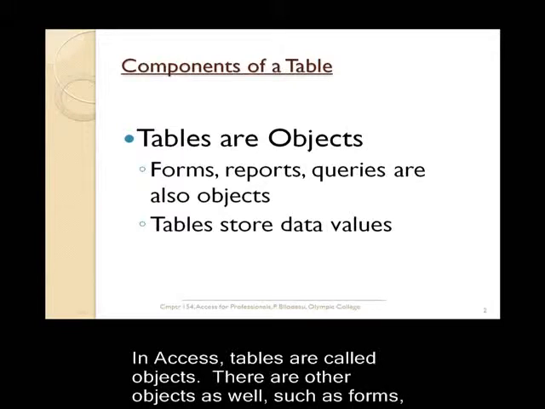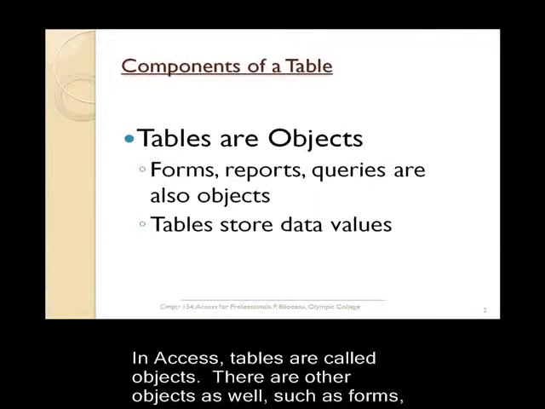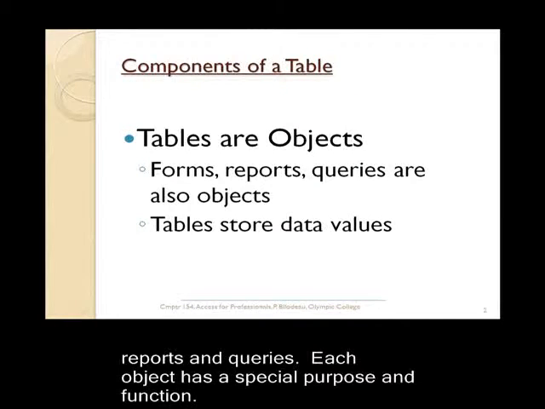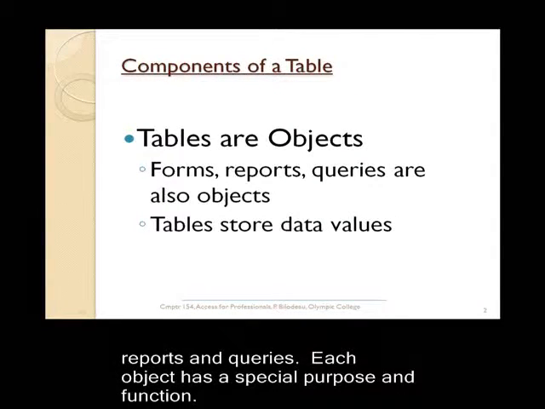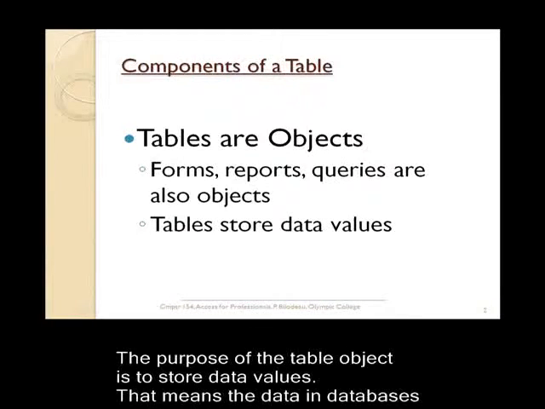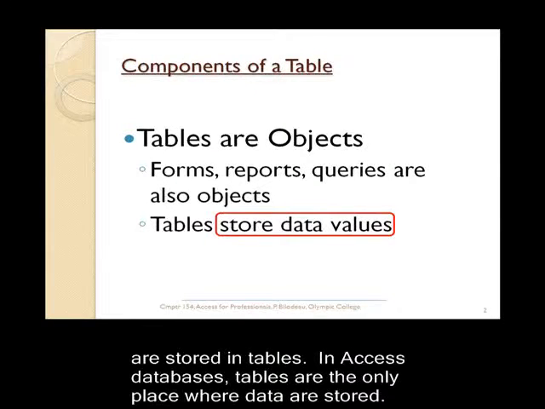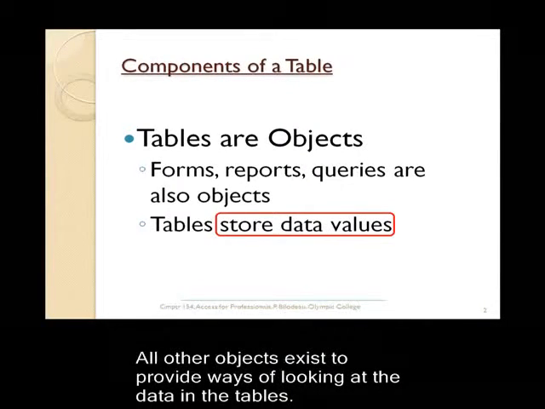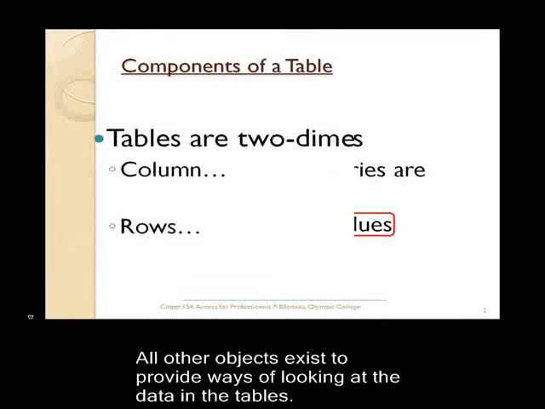In Access, tables are called objects. There are other objects as well, such as forms, reports, and queries. Each object has a special purpose and function. The purpose of the table object is to store data values. That means the data in databases are stored in tables. In Access databases, tables are the only place where data are stored. All other objects exist to provide ways of looking at the data in the tables.